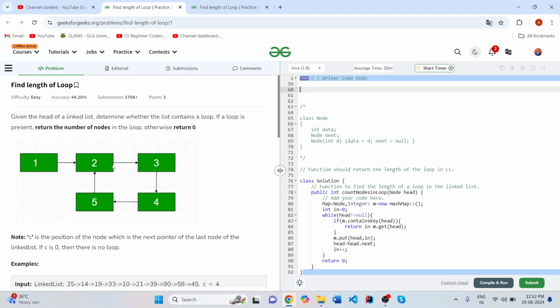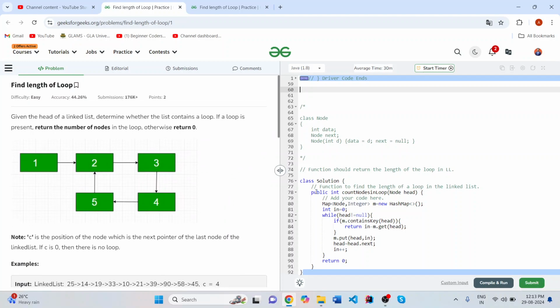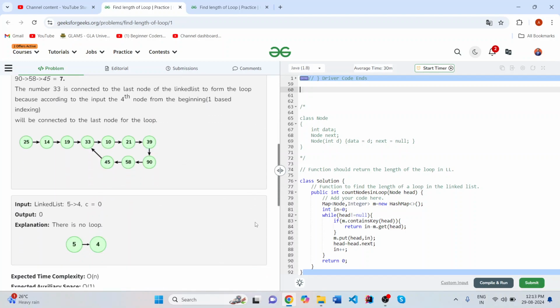In the first approach, we will use extra space, that is, we will discuss the solution using a Hashmap, because this will help you to have a better understanding of Hashmap functions and their usage. Secondly, we will use the slow fast pointer approach, the Floyd cycle algorithm. So moving to the first approach, that is using a Hashmap, that is simple.